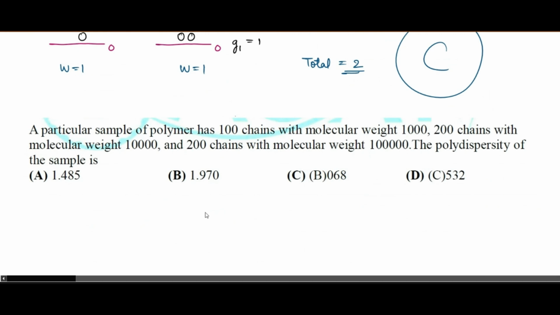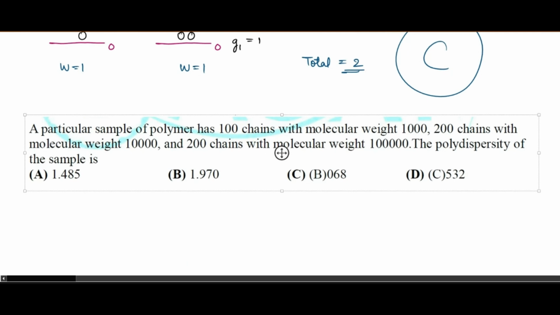Okay, next question is, a particular sample of polymer has 100 chains with molecular weight 1000, 200 chains whose weight is 10,000, and another 200 chains whose weight is 1 lakh. You have to find the polydispersity of the sample, PDI.